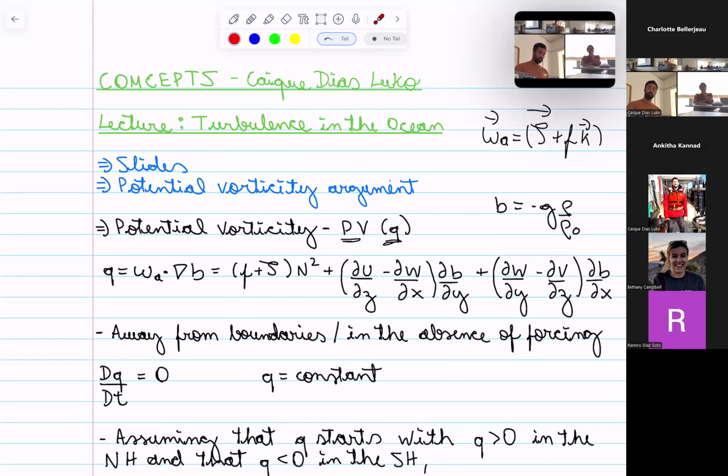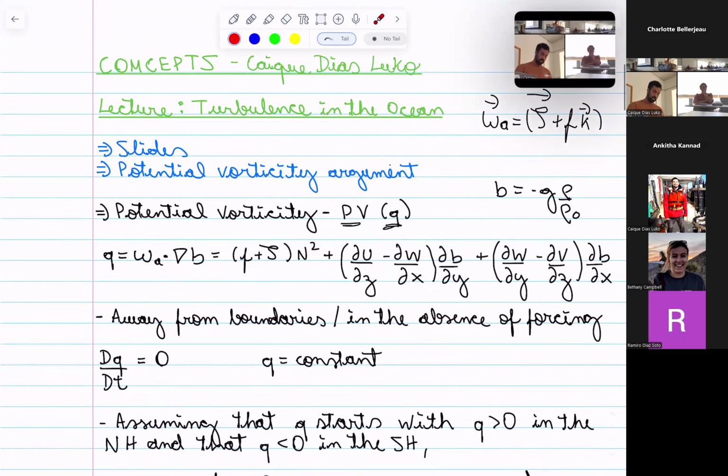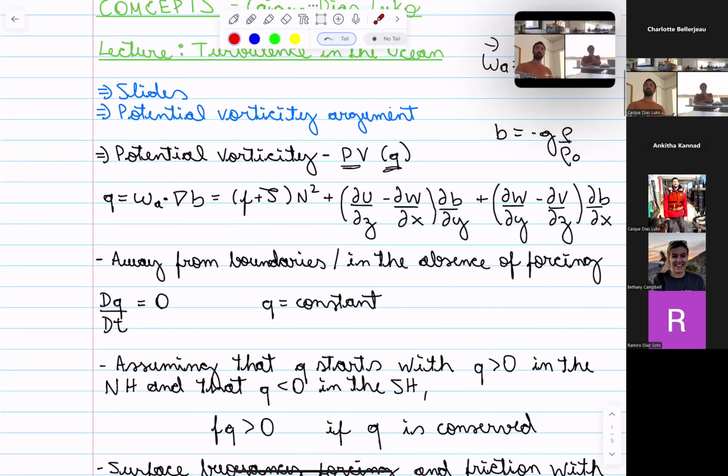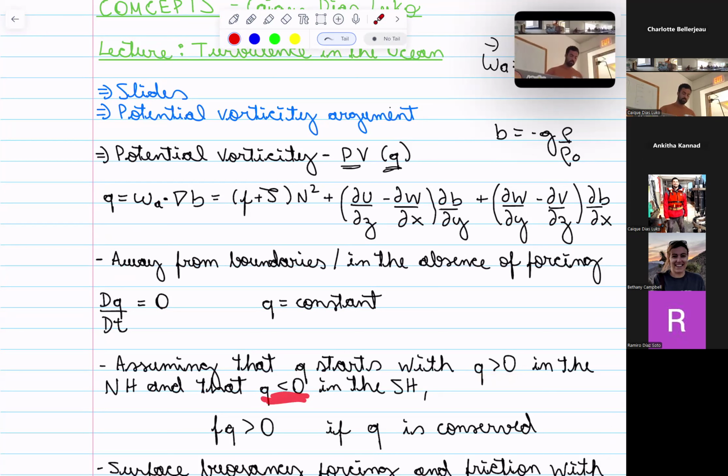Now, this property Q, it's always conserved. So in the ocean, Q is always constant in the absence of forcing. And if we assume that Q starts with the same sign as the planetary vorticity, in the northern hemisphere, Q is always going to be positive, while in the southern hemisphere, Q is always going to be negative. So to generalize for both hemispheres, you can say that FQ is conserved and it's always positive.